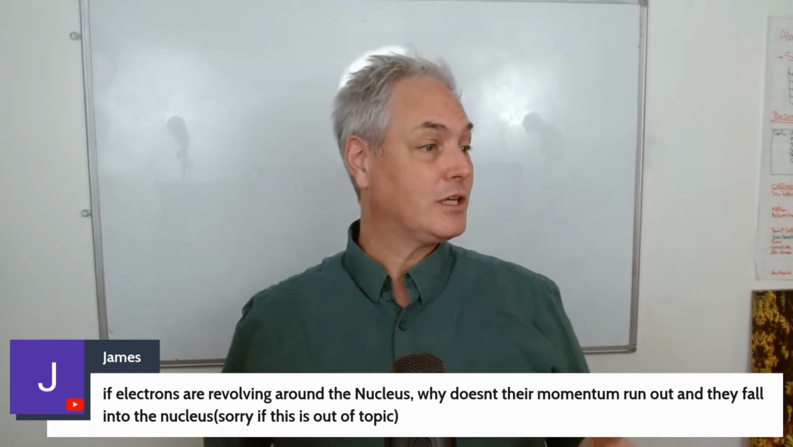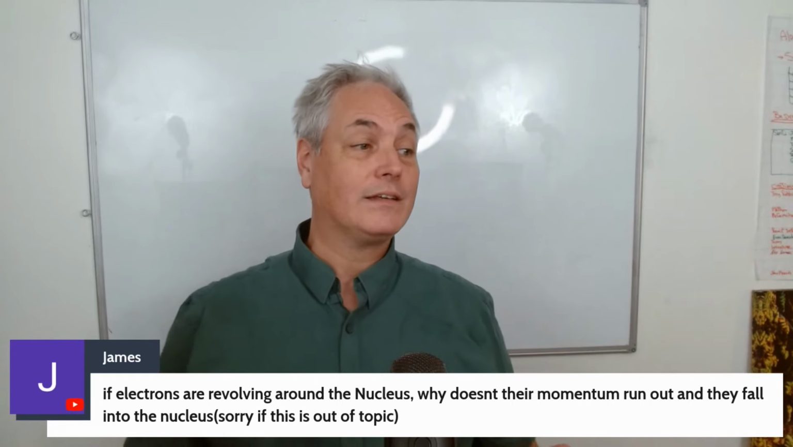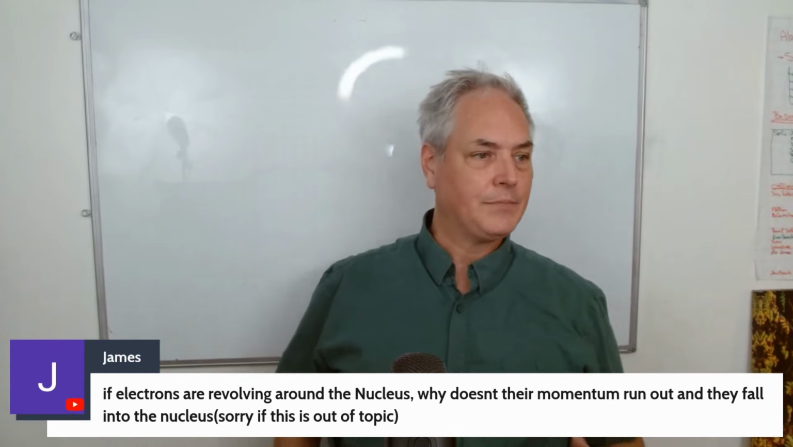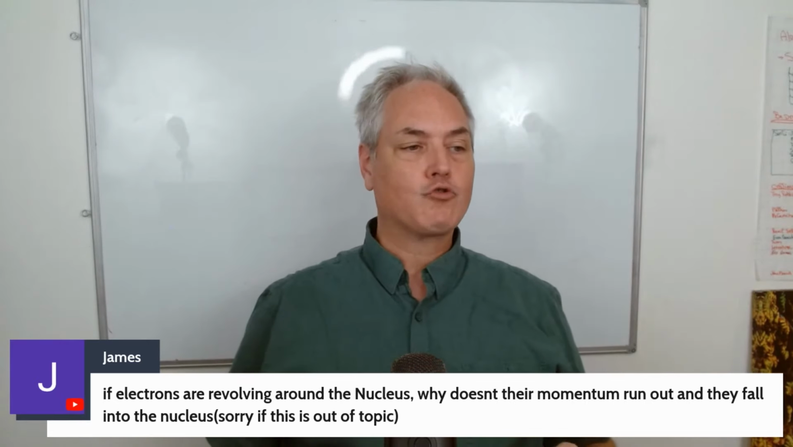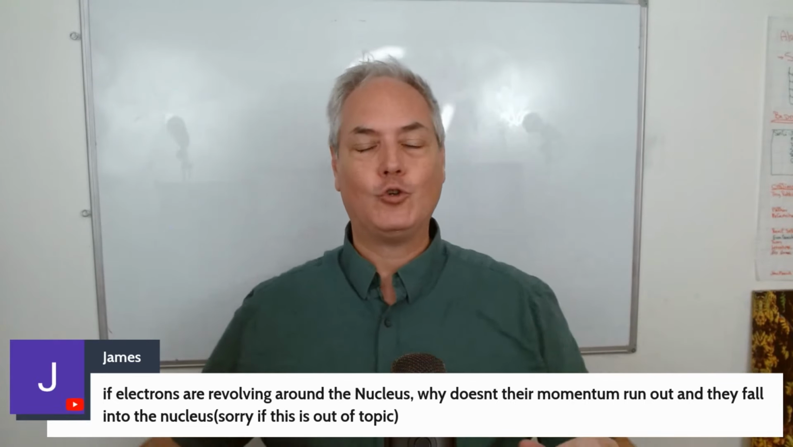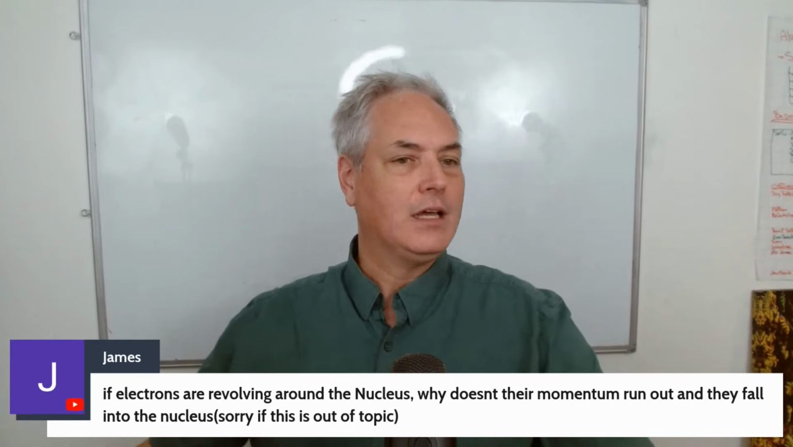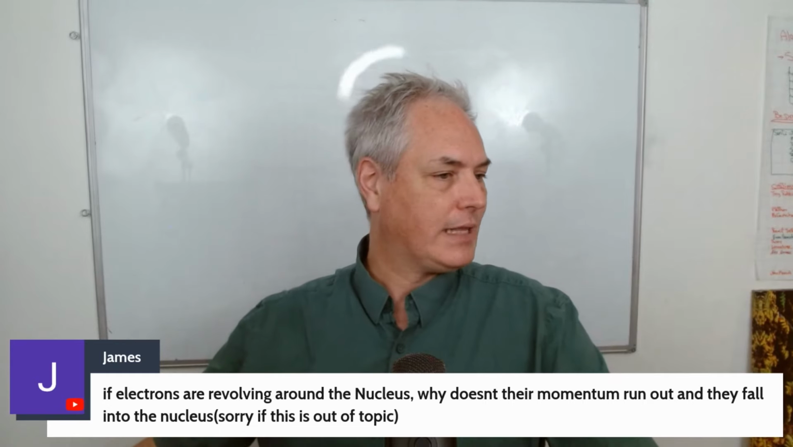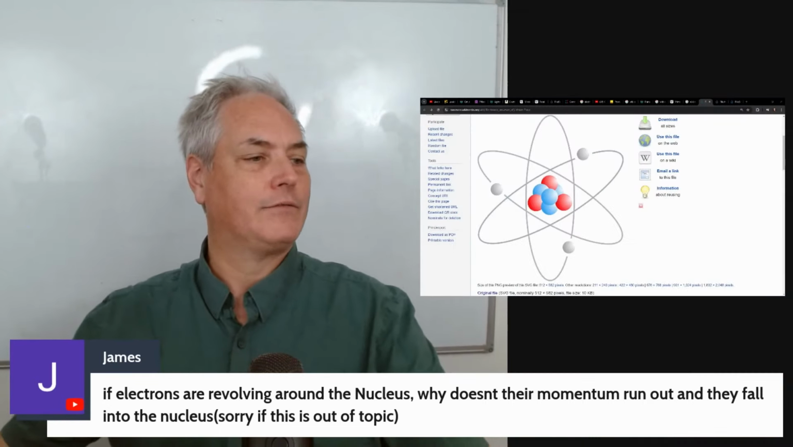So the question we have from James is the following. If electrons are revolving around the nucleus, why does the momentum run out and they fall into the nucleus? So that's a good question. So I'm going to show you an image that could add to the information.